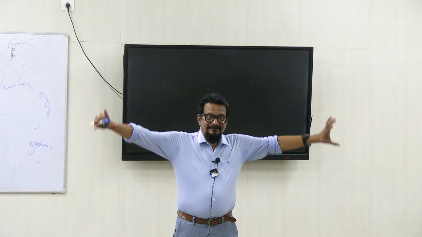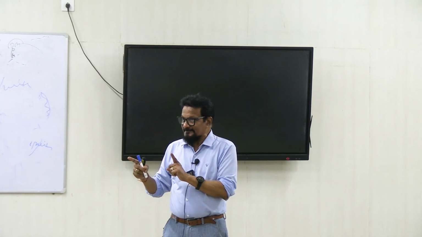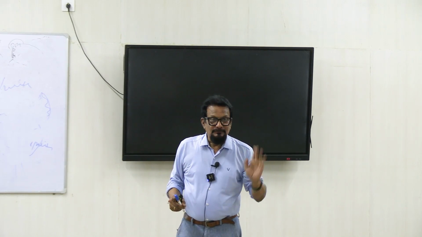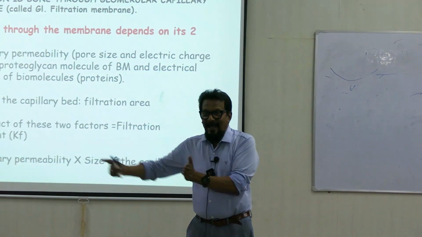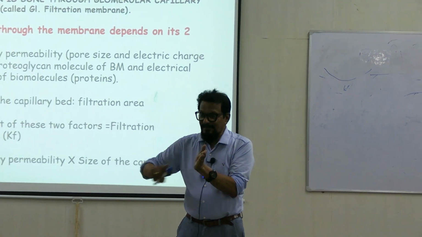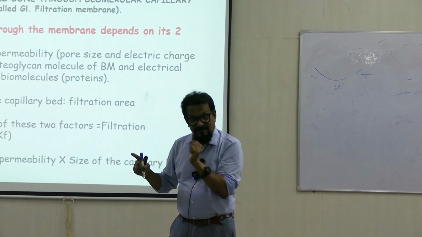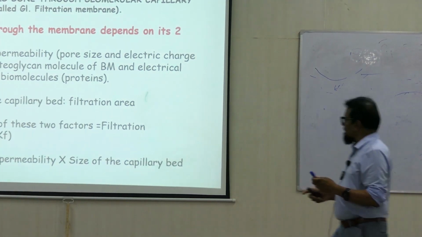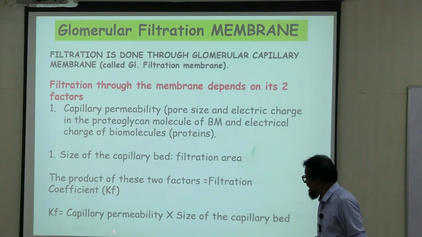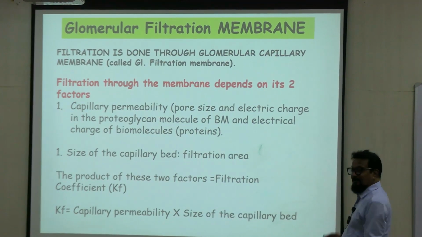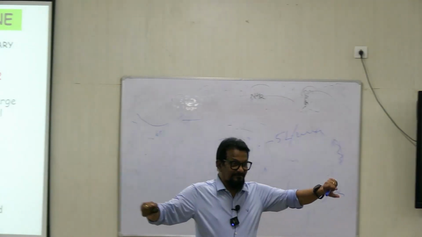Another factor is length, means area of filtration. So if you multiply both the factors, then we get the Kf value. So what is Kf value then? It is the product of permeability and surface area of the membrane. We know surface area of membrane can be increased, decreased by mesangial cell contraction. So that is also an important factor. Okay, what is Kf? Capillary permeability into size of the capillary bed, that is, area of the filtration membrane.